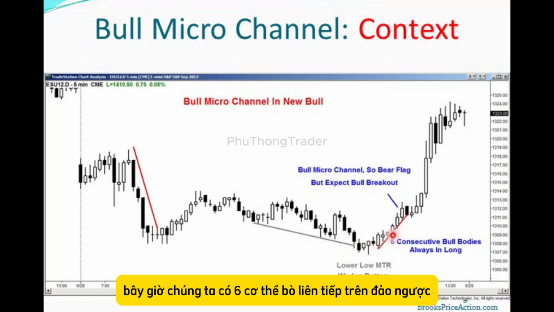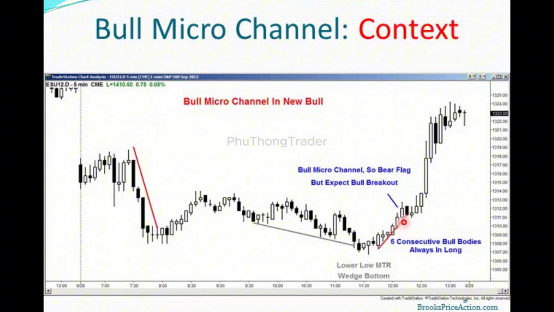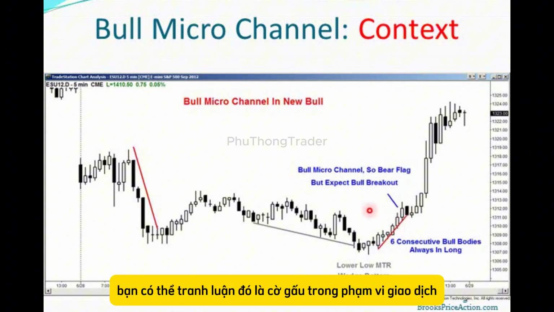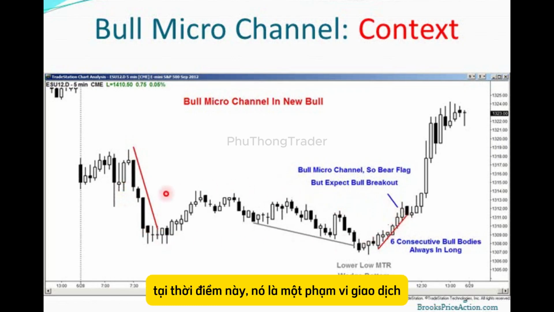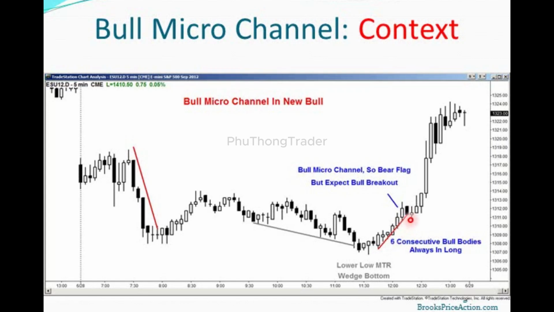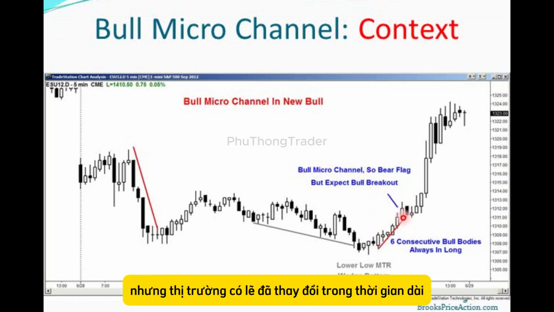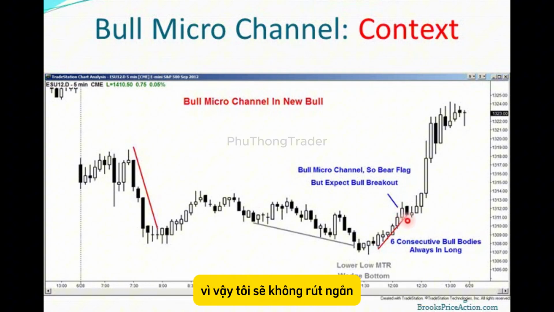Now we have 6 consecutive bull bodies on the reversal up in a microchannel. No pullbacks, so it's a microchannel. You can argue it's a bear flag in a trading range. At this point, it is a trading range, but it's also the start of a bull trend. So here we have a bull microchannel, potentially a bear flag in a trading range, but the market probably has flipped to always in long, so I would not take that short.